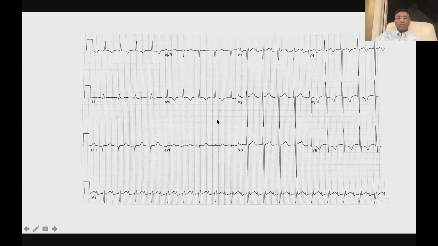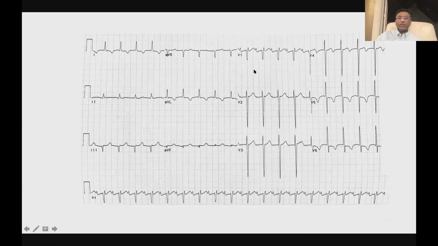Now, with any tracing you're handed, it's always a good idea, like you said, to start by talking about the rhythm. When you look at rhythm, never base your decision on just looking at one lead. Any ideas which is the best lead to look at the rhythm, as to what the underlying rhythm is, whether there's a sinus mechanism or not? I'll tell you, it's always going to be V1.